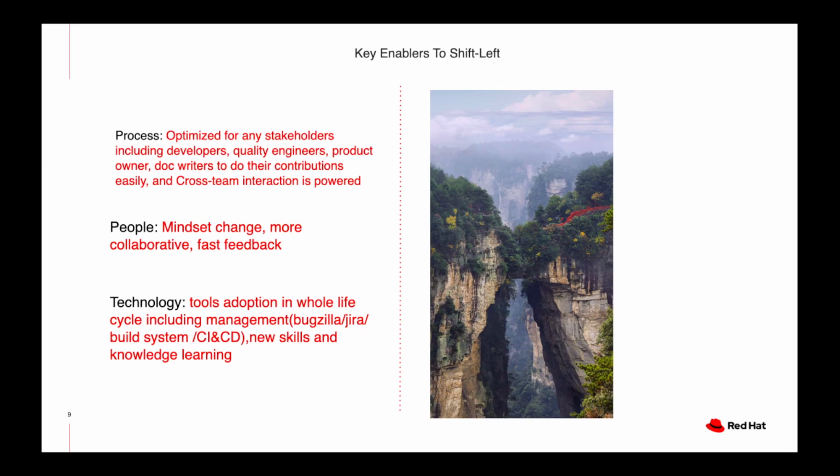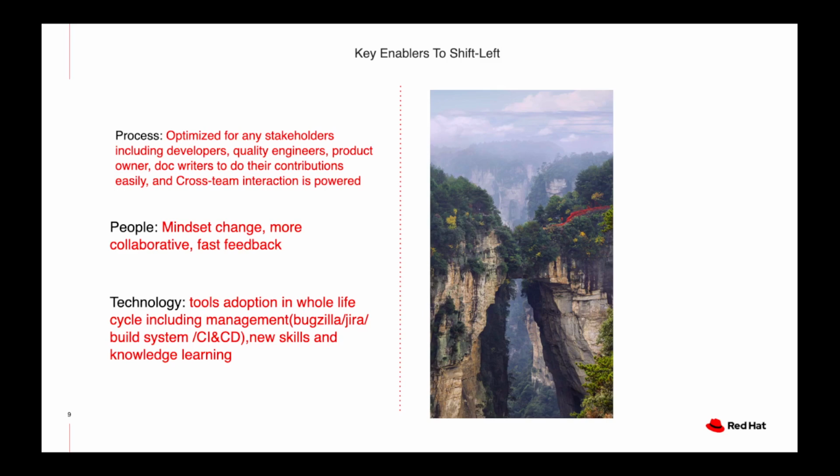So I suggest there are several key elements you need to care about, because these elements have a very huge impact on the transition. First is process. Your team process needs to be optimized for any stakeholders, including developers, quality engineering, PO, or doc writers, to make their contributions easily. The cross-team interaction is empowered as well.